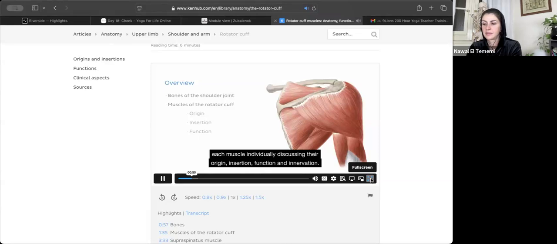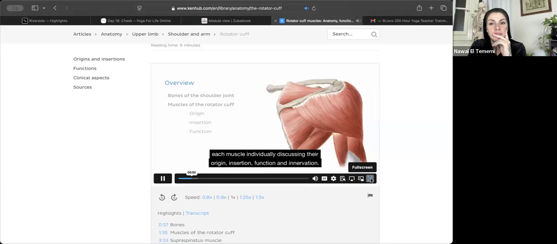Inferior to the spine of the scapula, we find the infraspinatus muscle. This muscle originates from the infraspinous fossa, like the supraspinatus. The infraspinatus is responsible for lateral rotation of the shoulder joint, and also stabilizes it. And like the supraspinatus, this muscle is innervated by the suprascapular nerve, which we can see here.